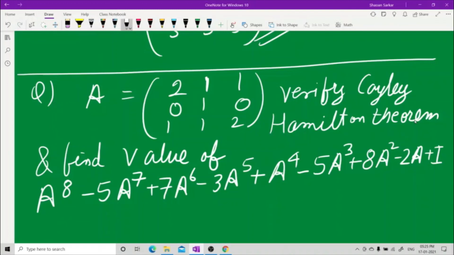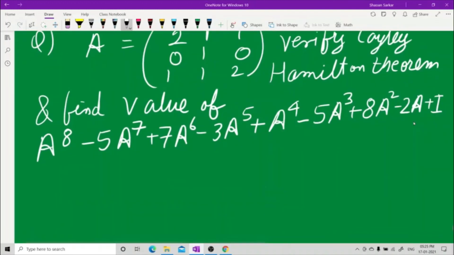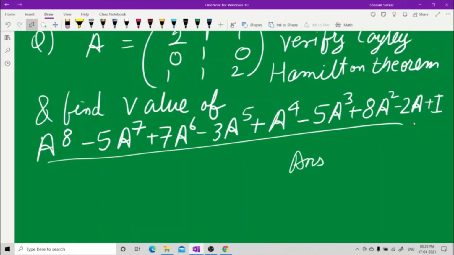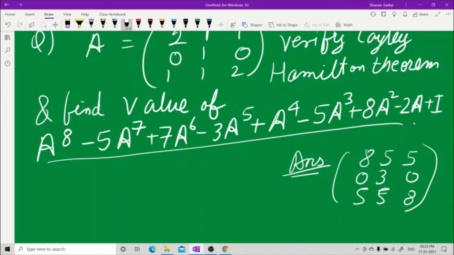And the solution to this, the value of this, I'm giving you the answer here, that is 855, 030 and 558. You need to do this as your homework, and I hope I have been able to make you understand both the Cayley-Hamilton theorem and the eigenvalues and eigenvectors.